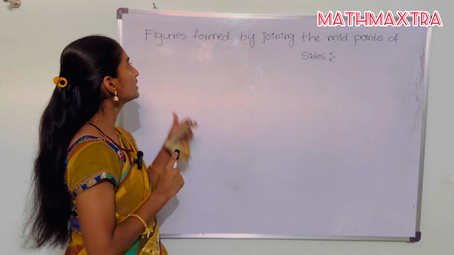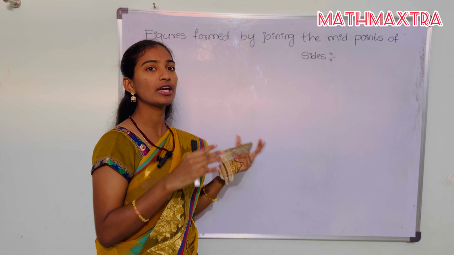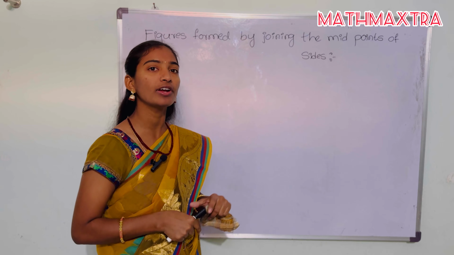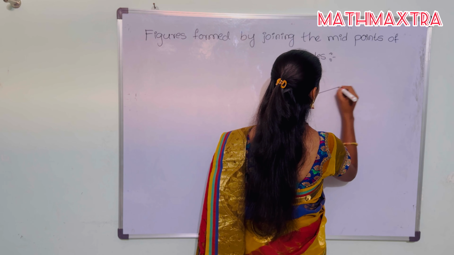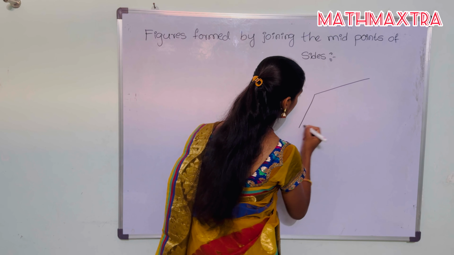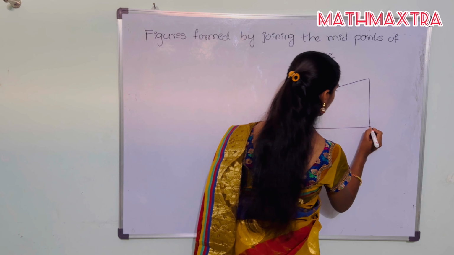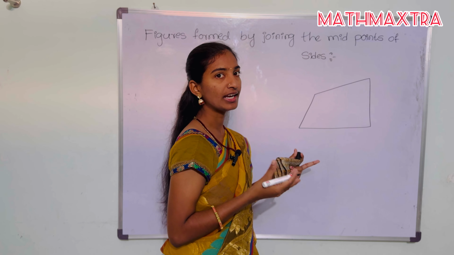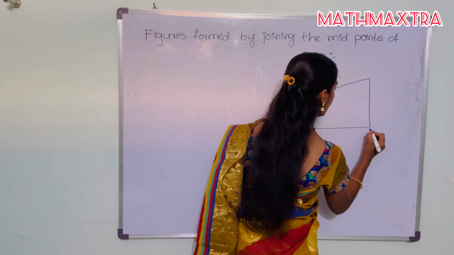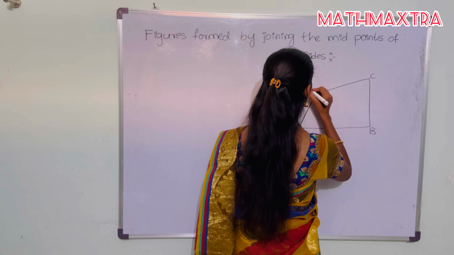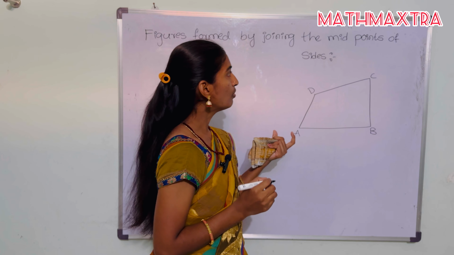Now, we will discuss the figures. What are the different types of figures formed by joining the midpoints of different quadrilaterals? If you take any quadrilateral, let us consider this is one quadrilateral. This is any type of quadrilateral. We don't know what it is exactly. This is quadrilateral ABCD.